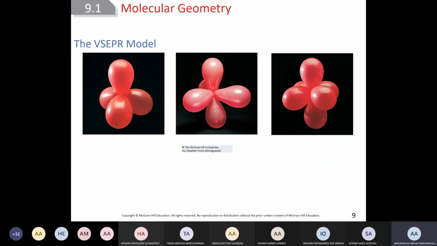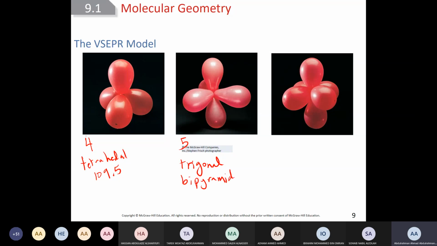What's the electron domain in here? I'm asking what's the electron domain, you should give me a number. 4. Exactly. What's the shape of the electron domain? Tetrahedral. And what's the angle? 109.5. What's the electron domain in here? 5. What's the shape name? Trigonal bipyramid.